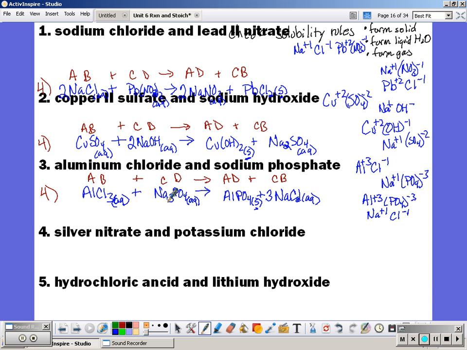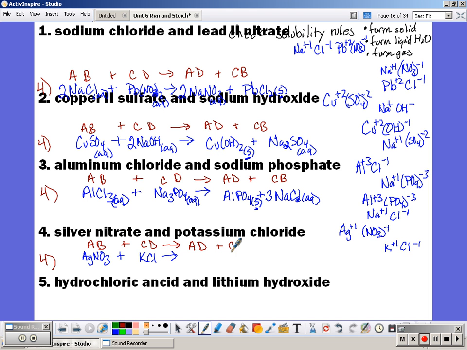Number 4, silver nitrate. Silver always has a charge of +1, and nitrate has a charge of -1. So that is AgNO3. And would be my plus. Potassium, K plus 1. Chlorine, Cl minus 1. So that would be KCl. It's a double replacement reaction because it's 2 ionic compounds. So AB plus CD yields AD plus CB. We're just switching our partners.